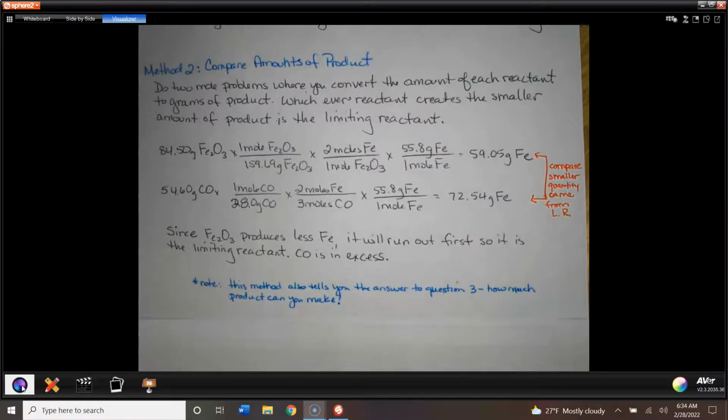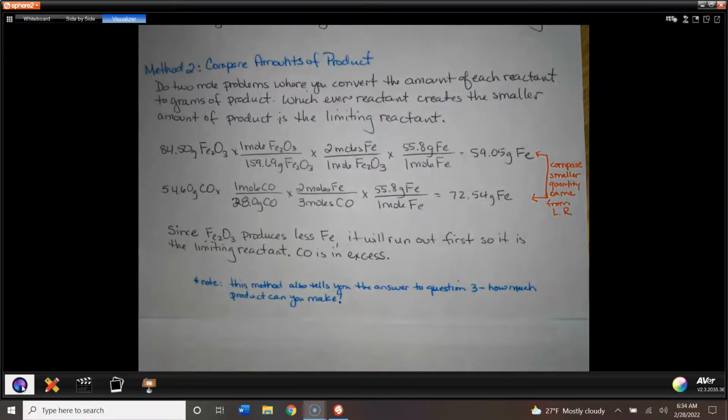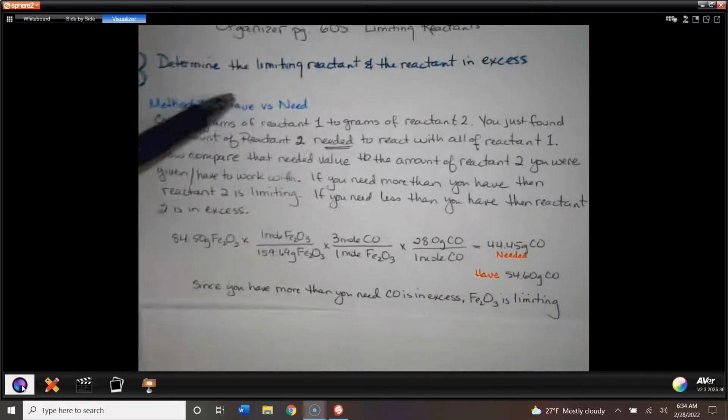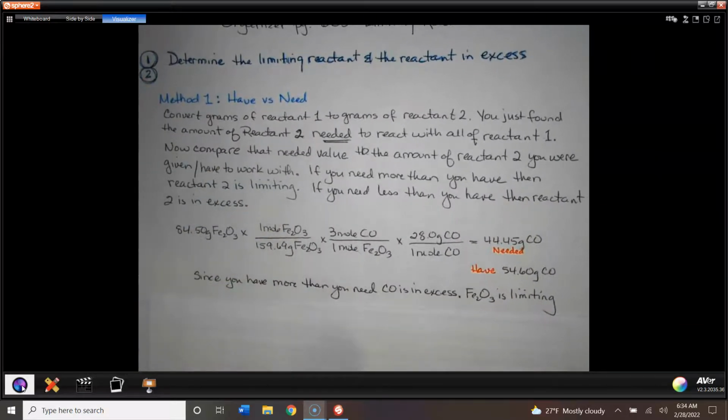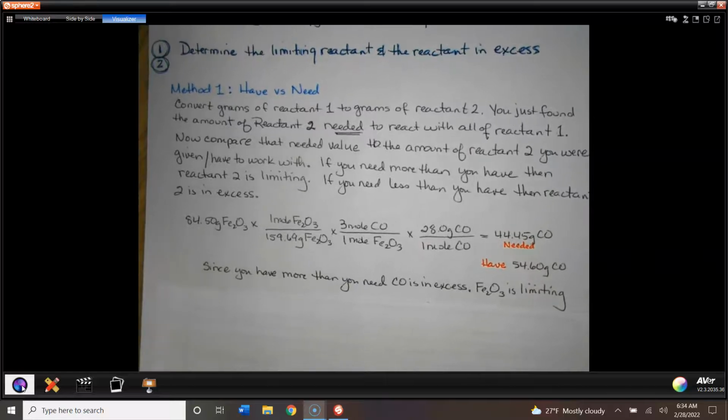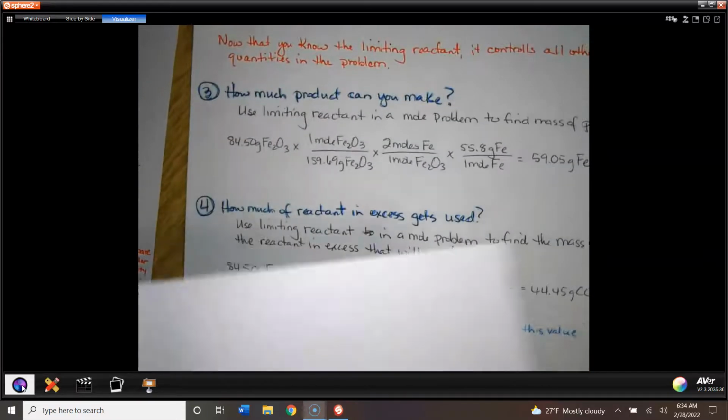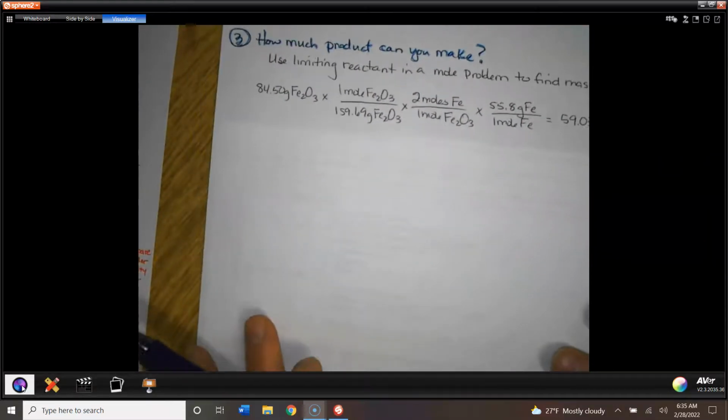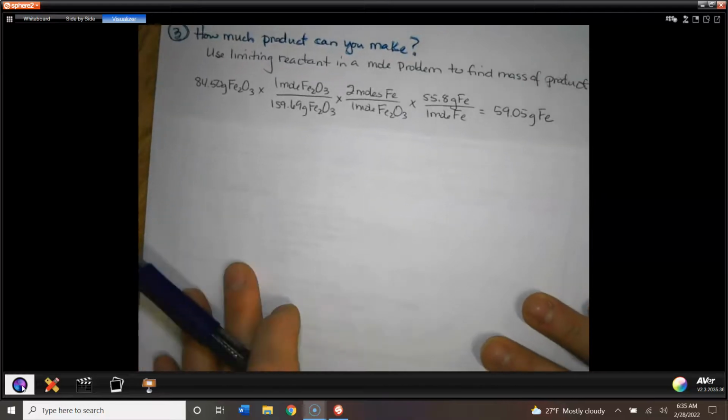Okay, so far so good. We're going to move on to some other parts of the question. Had you done the need versus have method, you wouldn't know how much iron you can get. So step 3 for you guys, or calculation 3, would have been this: how much product can you make?